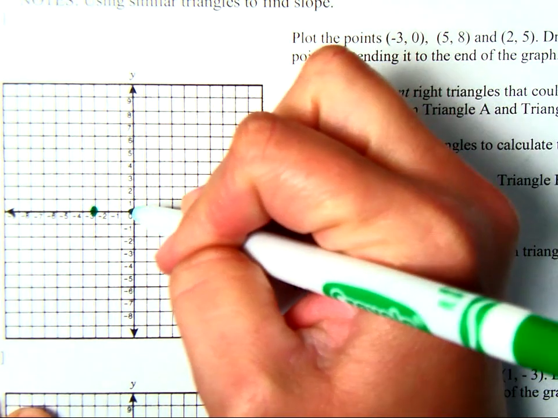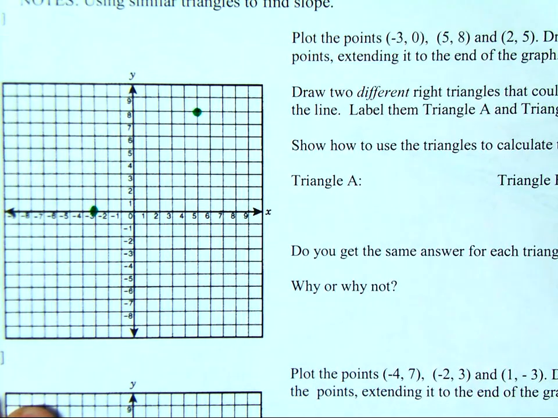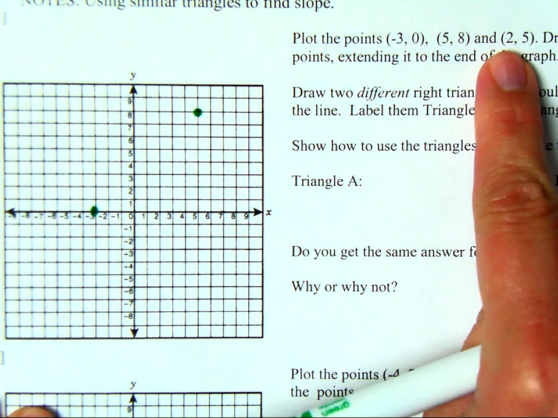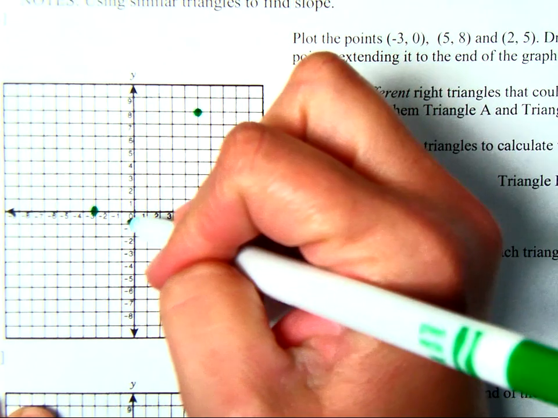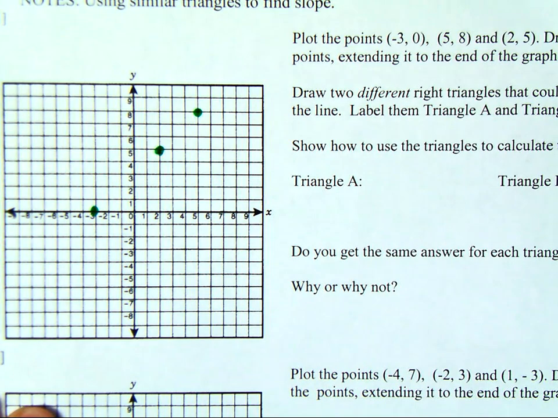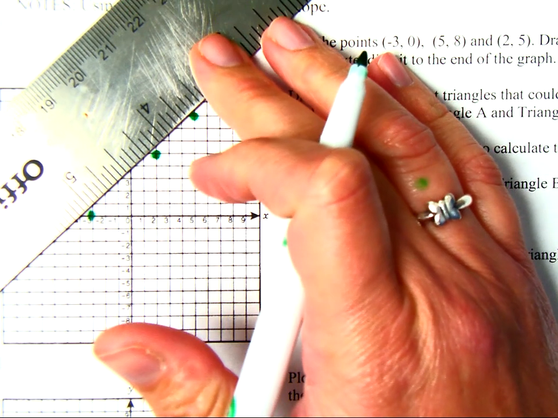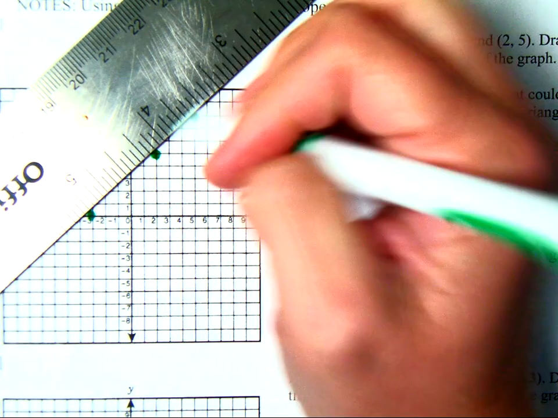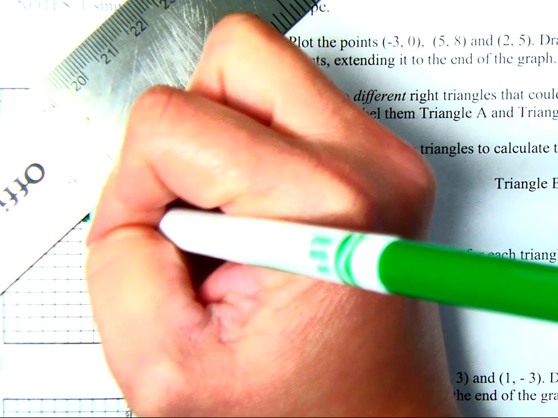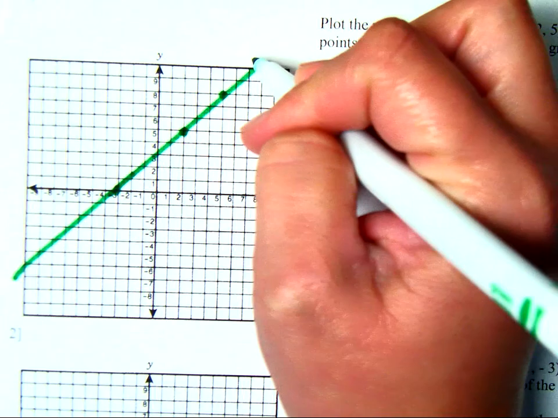Then start back at the origin when x is 5, y is 8. Then my last ordered pair is when x is 2, y is 5. So those are my 3 ordered pairs. So I'm going to connect the dots and make this a line, connecting them all the way on that graph.